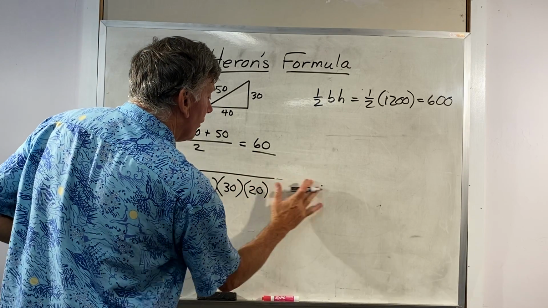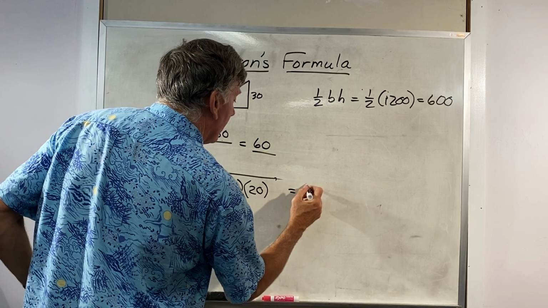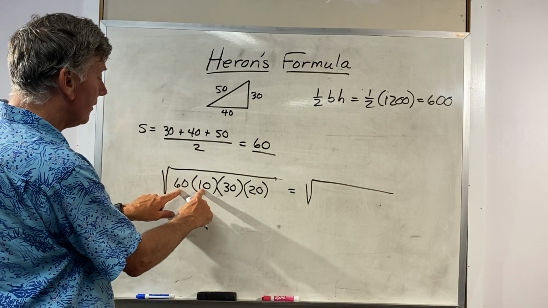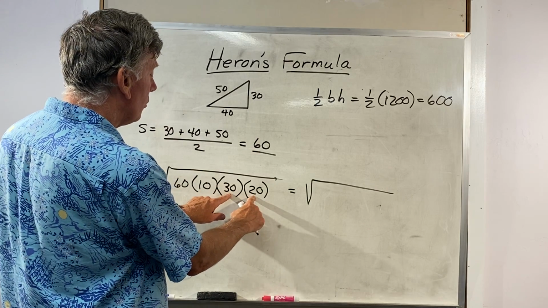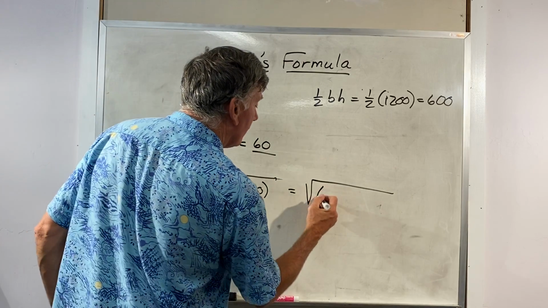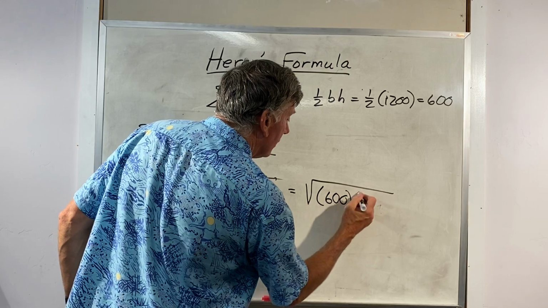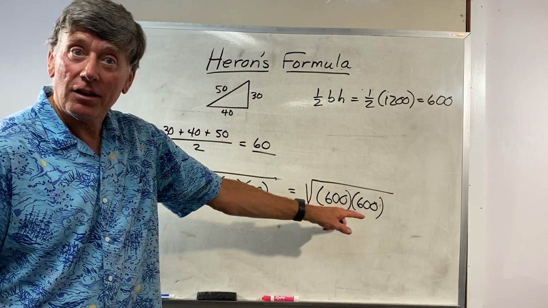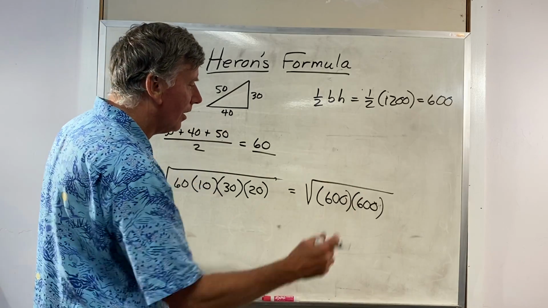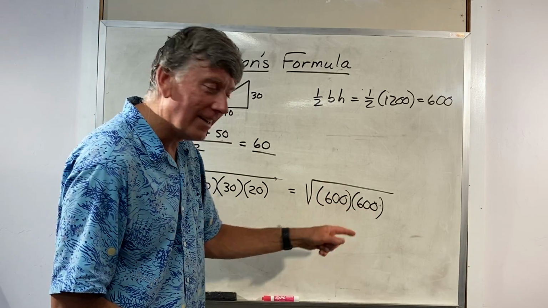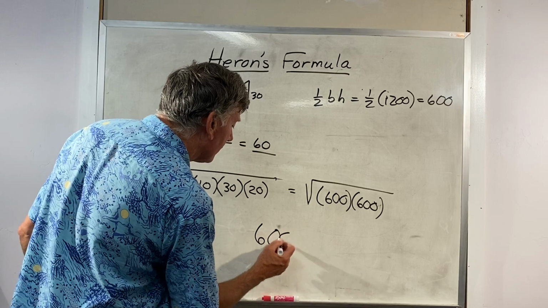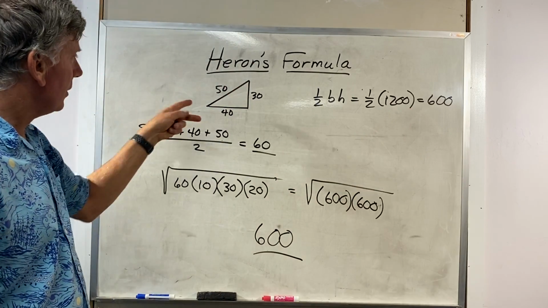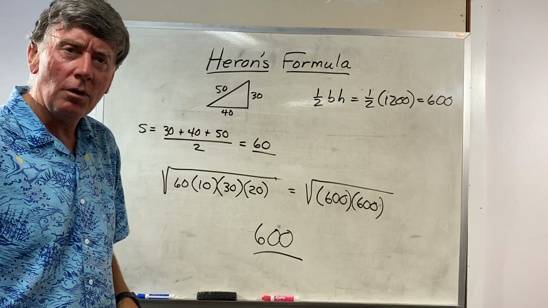And when I multiply those all together, that's equal to the square root of 60 times 10, which is 600, times 30 times 20, which is 600. That's going to be 600 times 600, and the square root of 600 times 600, I'm not going to multiply that big old number out because I can just tell my answer is 600, which is what I wanted. We worked on that with a triangle that we knew.